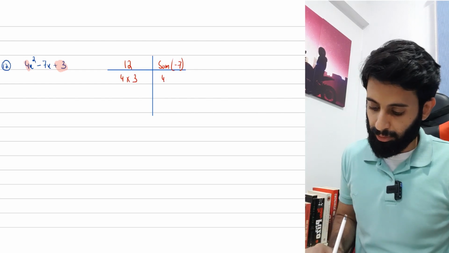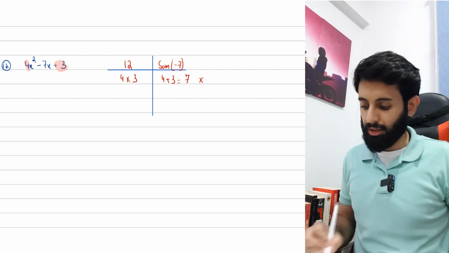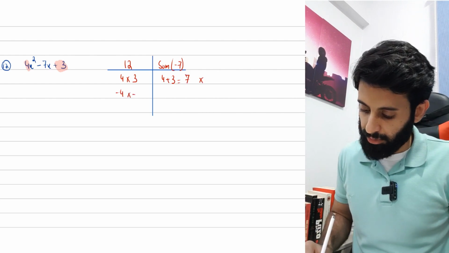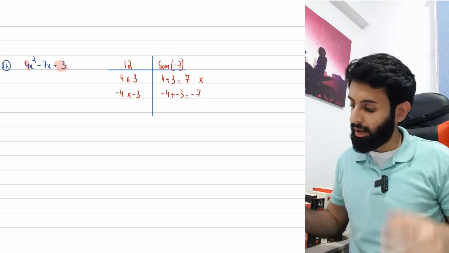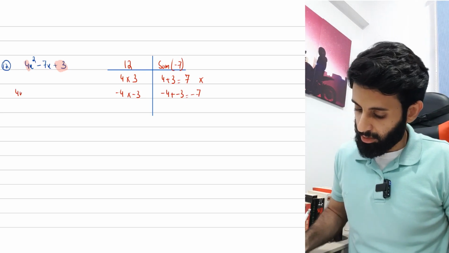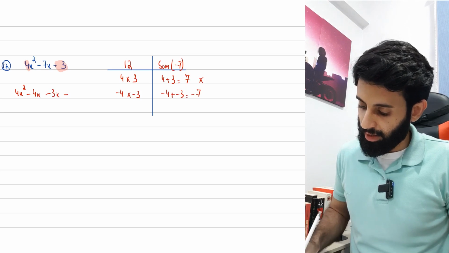Okay, so 4 times 3 is a good option, but the problem with that is that 4 plus 3 is equal to positive 7, and that's not what we're looking for. So that means we have to make sure that we're putting the minus sign with both the terms. So minus 4 plus minus 3, which eventually becomes minus 4 minus 3, and that's equal to minus 7. So we're looking at 4x squared minus 4x minus 3x plus 3.